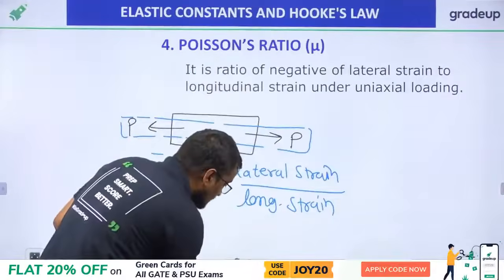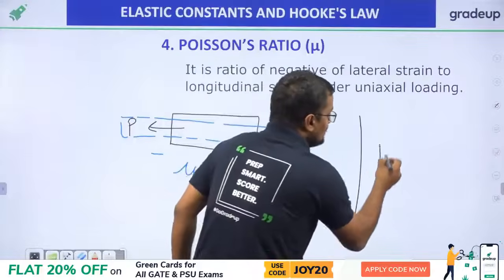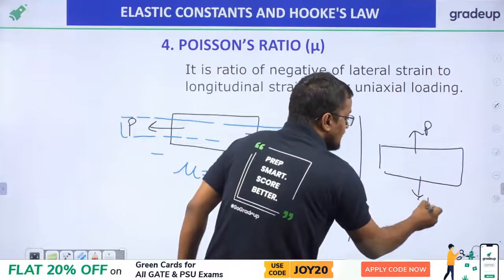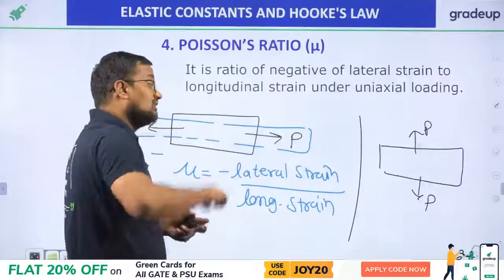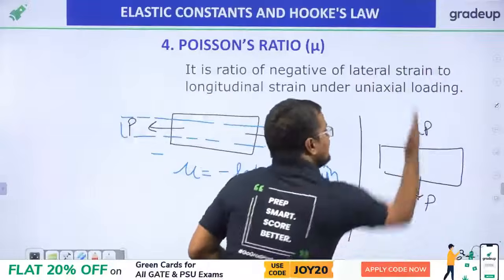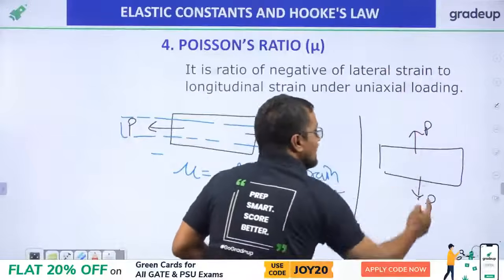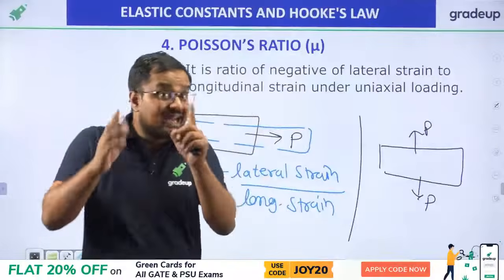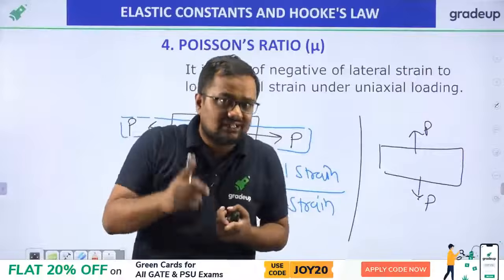My friends, if on this same body I apply a P force like this, then the direction where the force is acting will be the longitudinal axis, and the perpendicular to it will be the lateral axis. So the longer axis is longitudinal and the shorter is lateral. That is not a good point.